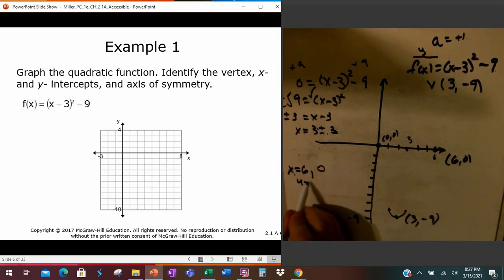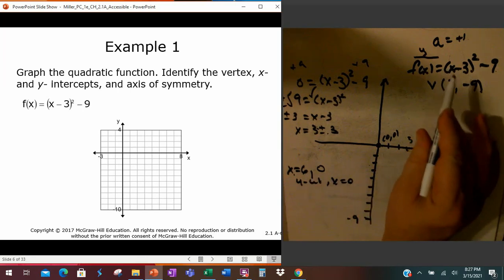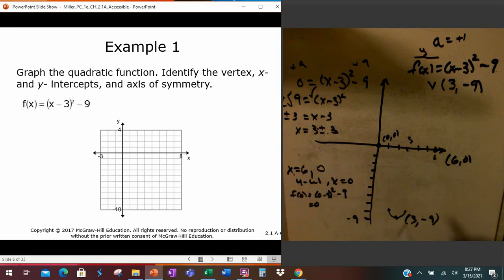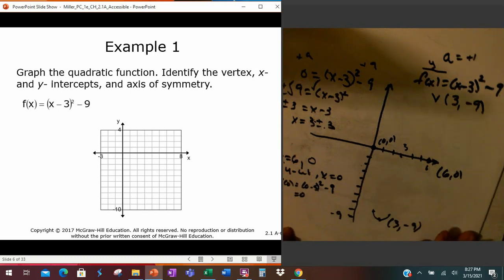So for my y-intercept, I set my x equal to 0 and then solve. So here's my 0 here. So my f of 0 is just going to be (0 minus 3) squared minus 9. My (minus 3) squared is 9, 9 minus 9, so that is 0. And again, that's the y-intercept. It just happens to double up as the y and the x-intercept.